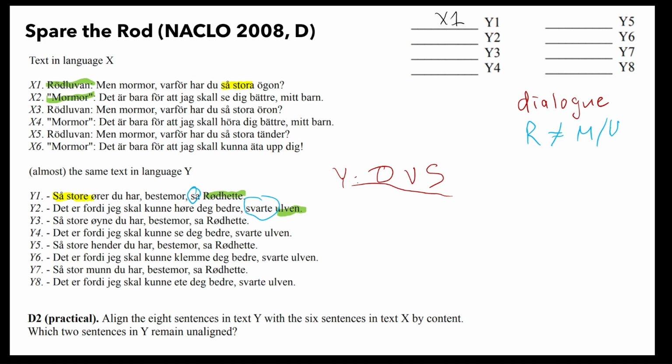Y2. I'm going to switch to orange. Let's switch to Y2. And orange, Y2. Okay. So this is mormor or Ulven saying that bara for at jag skal se deg batre mit barn, right? So det for the jeg skal. Okay, there we go. We found something that sounds similar.